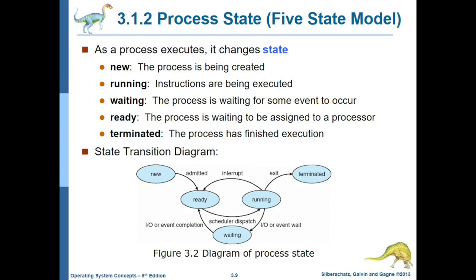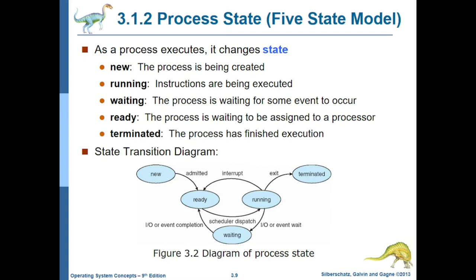The fourth state is ready. This means that the process is ready to be assigned to a processor, but is not currently running. For example, when your program has finished waiting for an event and is ready to resume execution, it is in the ready state.